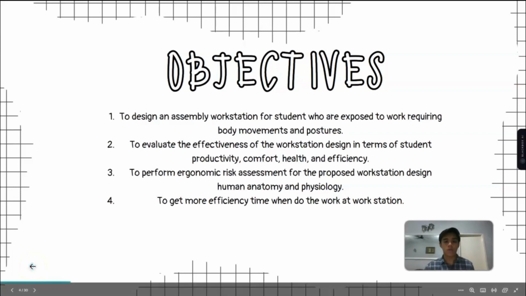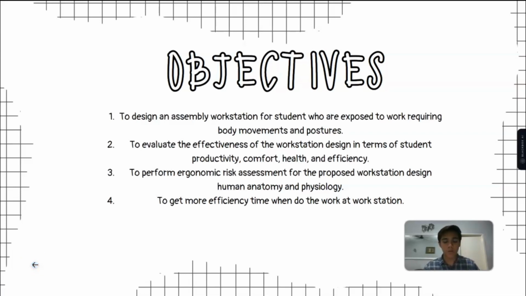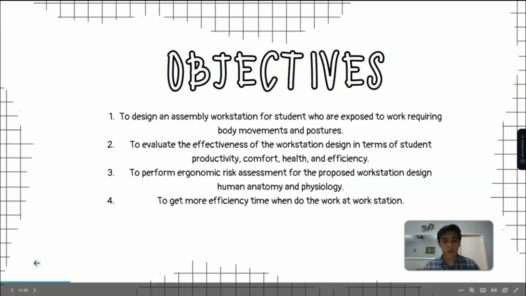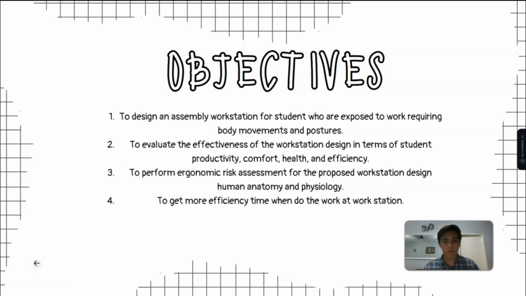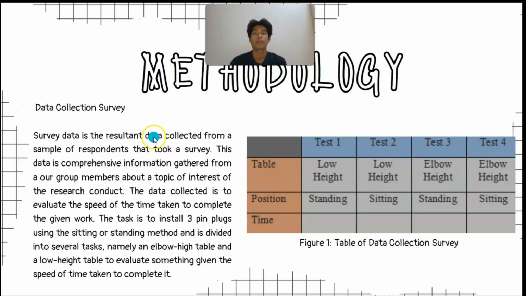So the first objective is to design an assembly workstation for students who are exposed to work requiring body movement and postures. Next, to evaluate the effectiveness of the workstation design in terms of student productivity, comfort, health, and efficiency. Third, to perform ergonomic risk assessment for the proposed workstation design, human anatomy and physiology. And lastly, to get more efficient time when doing the work at the workstation.